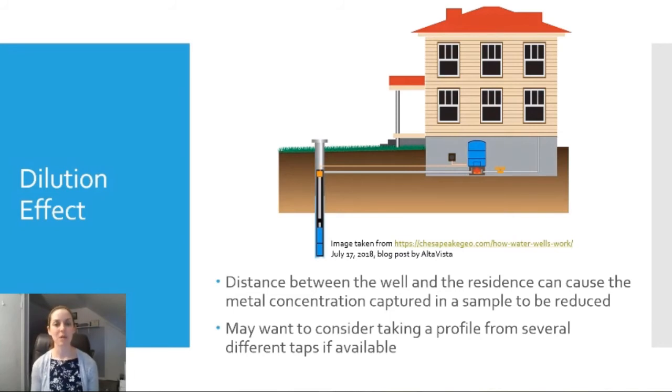If your wellhead is pretty far away from the house, you might want to take a sequential profile from the wellhead area if there's a sampling tap there. Then another sampling profile may be closer to the pressure tank, and then one from a faucet within the residence itself, just to make sure that you don't dilute any potential lead or copper sources from those different sections of the system due to the distance away from a single sampling tap.